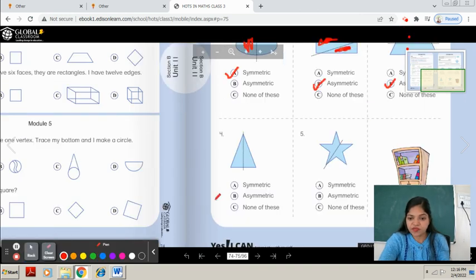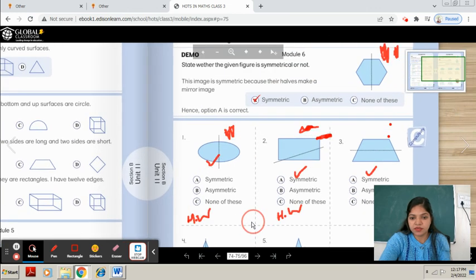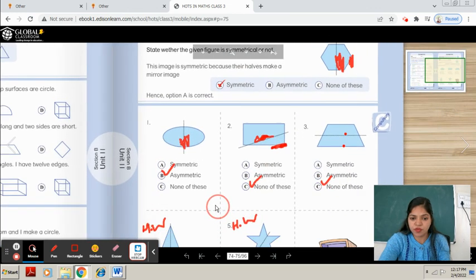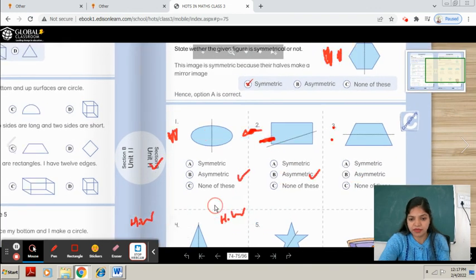Now students, fourth and fifth, this is your homework. Write down homework. This is your homework, fourth and fifth. Hope you understand the topic, right? It is very simple and you will understand it easily.